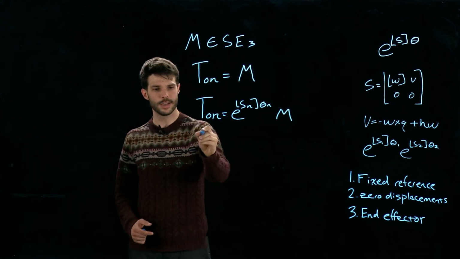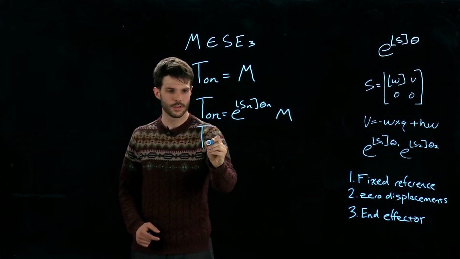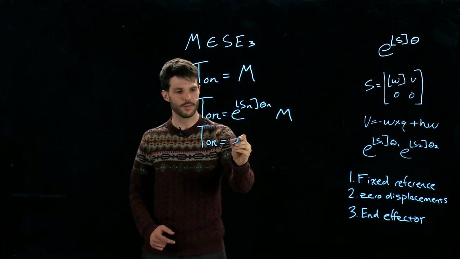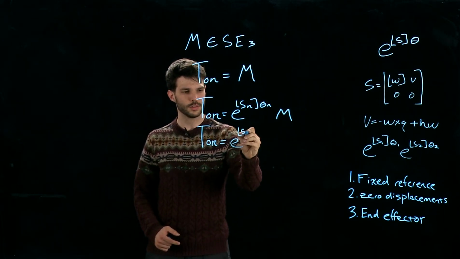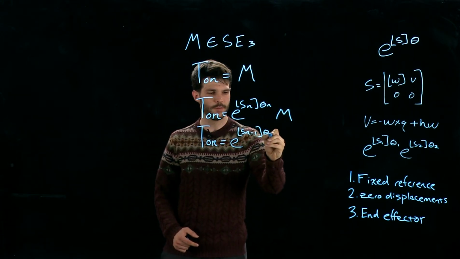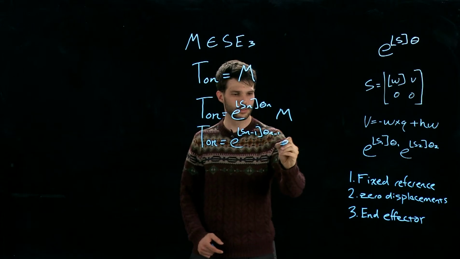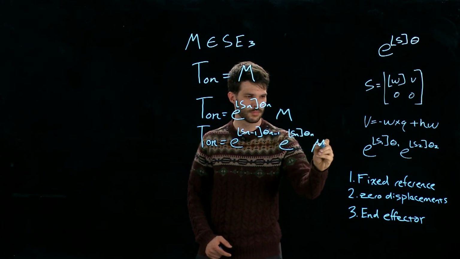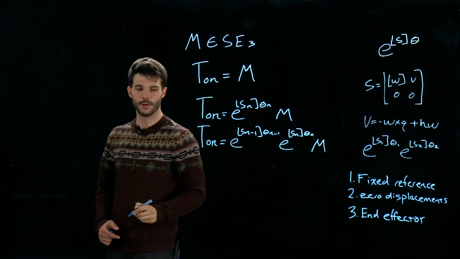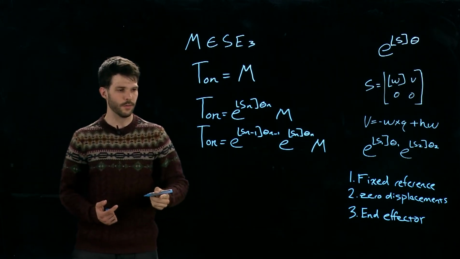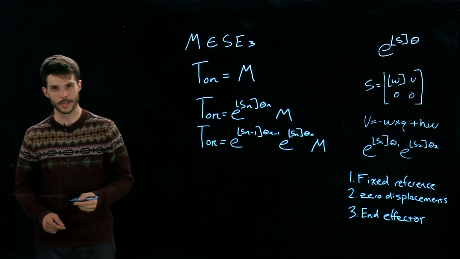And if we want to add a second joint, we can multiply the exponential notations of the screw motions, which describe the motion of the end effector about each of these joints. So it's easy to see what the final generalized form of the product of exponentials formula will look like.